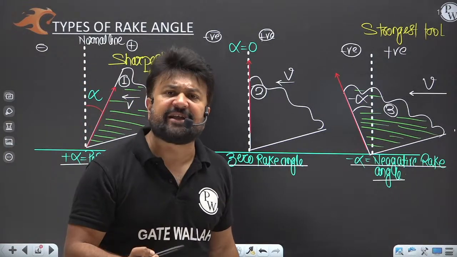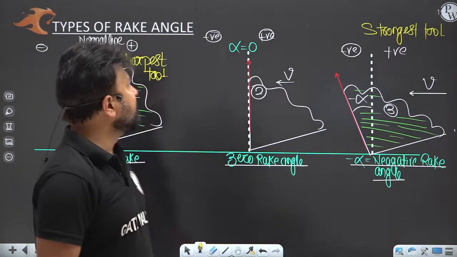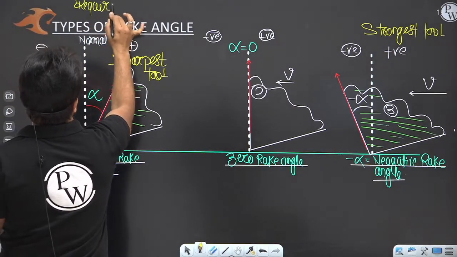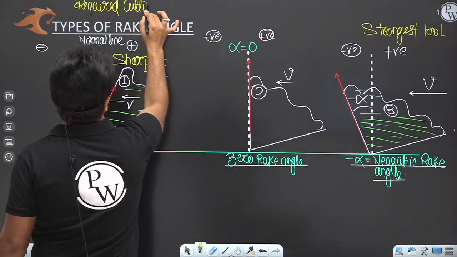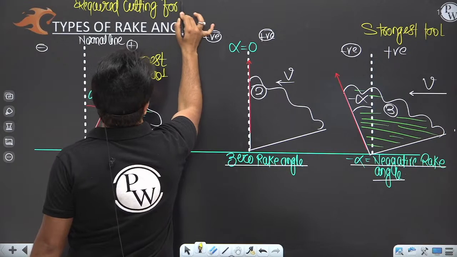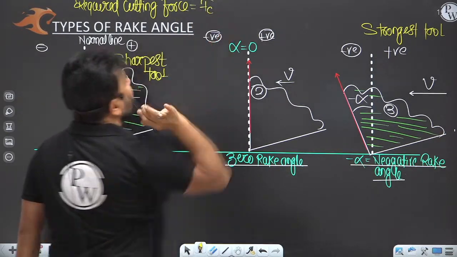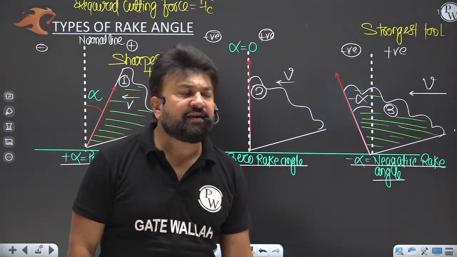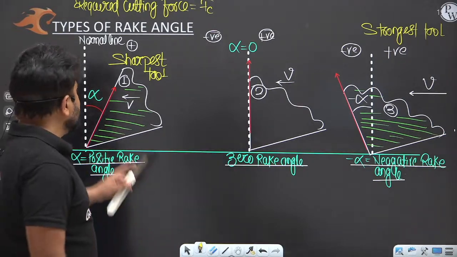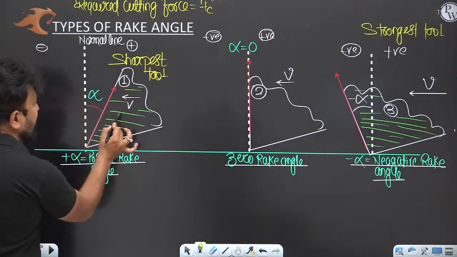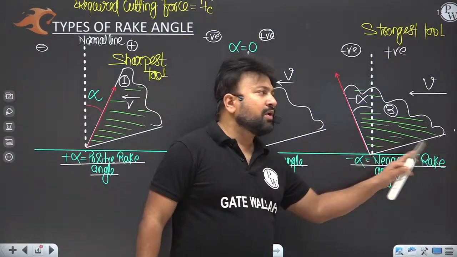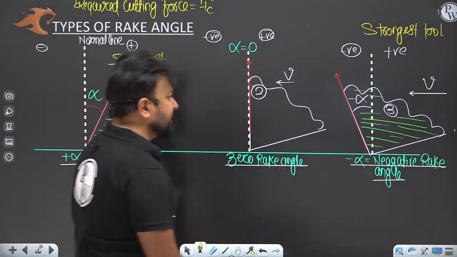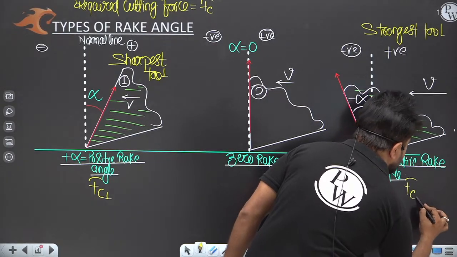So the required cutting force is less. The required cutting force is going to be represented by FC. Try to understand, this is the sharpest and this is not sharp. So here the required cutting force is FC1, and here the required cutting force is FC3.